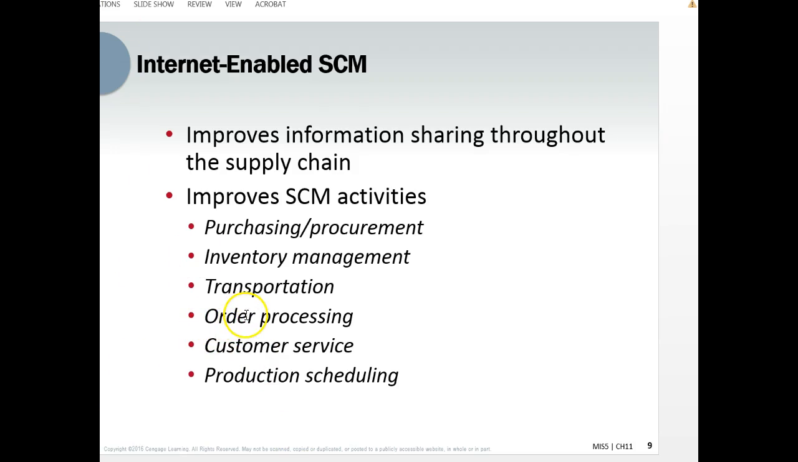Some improvement could be done in order processing, checking order placement and order status and making sure that it has the quality and the speed that it needs to have, and also handling returned products. Some improvement can also be done in customer service, basically responding to customers' complaints and issuing notifications such as recalls. Improvements could also be done in production scheduling, basically coordinating just-in-time inventory programs with vendors and suppliers, and coordinating production schedules between the companies and their vendors and suppliers.